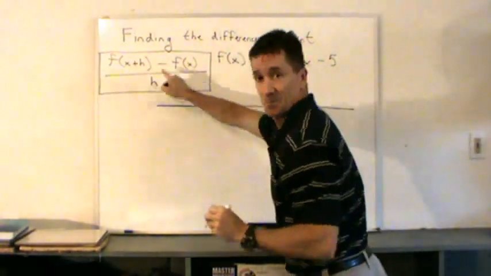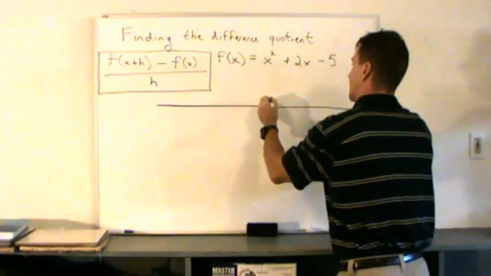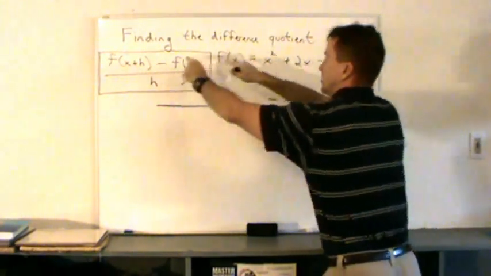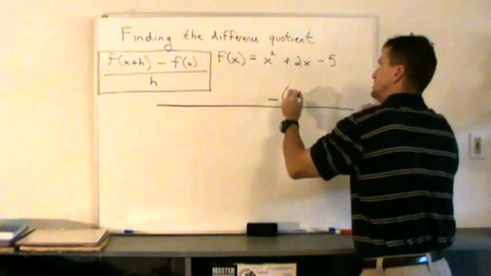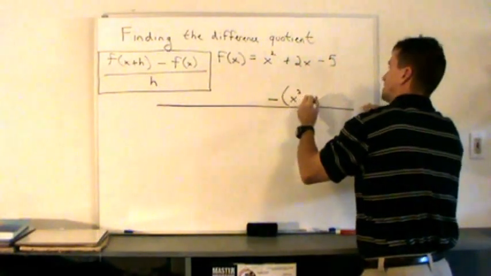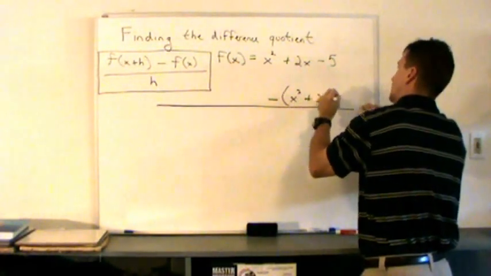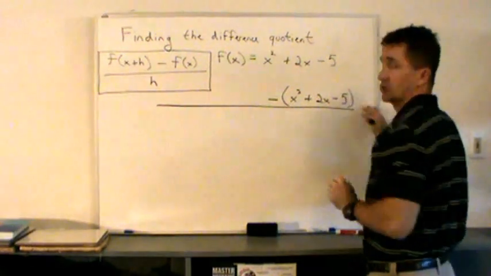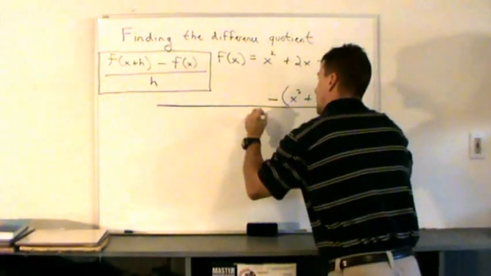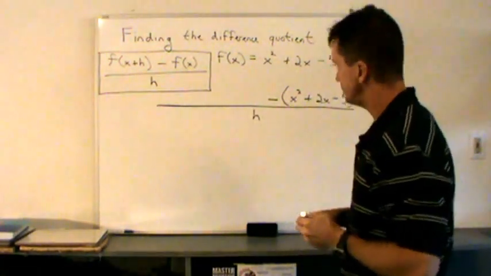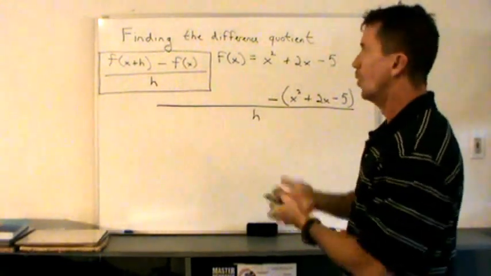Start with the easy part. Put the minus there. All right, put my minus. I'm going to put this function right there with the parentheses, so I can distribute that minus: x squared plus 2x minus 5, since we have to subtract that quantity. I'll put the h in the denominator. Okay, here we go. What is that?